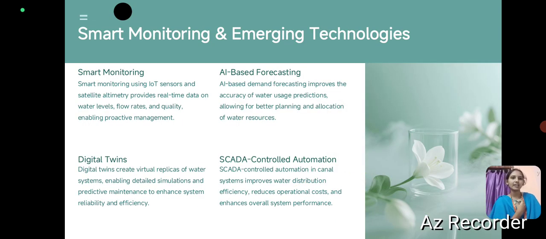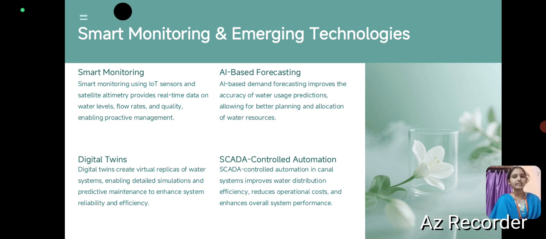Smart monitoring and emerging technologies. Smart monitoring uses IoT sensors and satellites to provide real-time data on water levels, flow rates and quality, etc. AI-based demand forecasting improves the accuracy of water usage predictions, allowing for better planning and allocation of water resources.